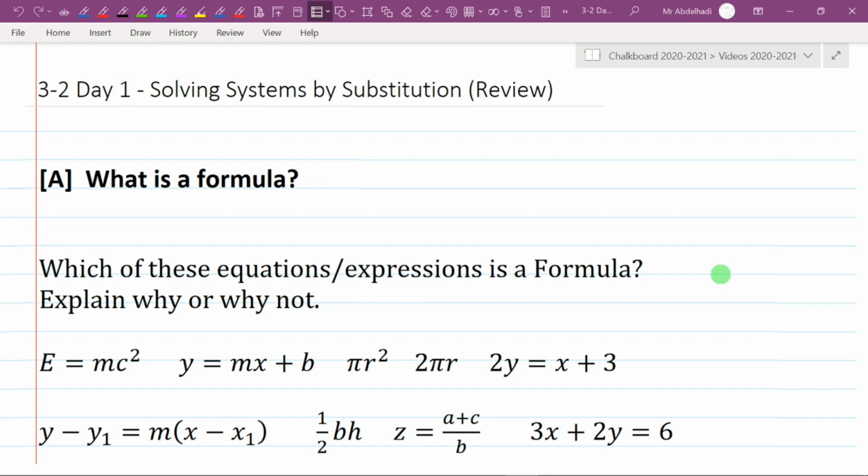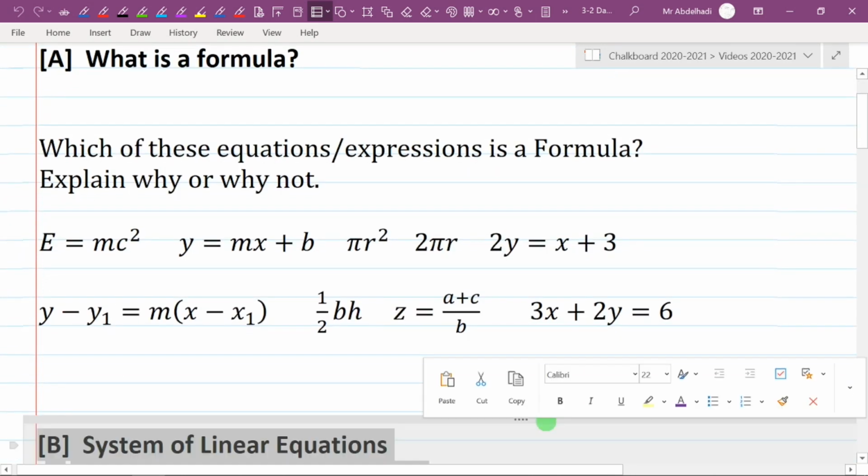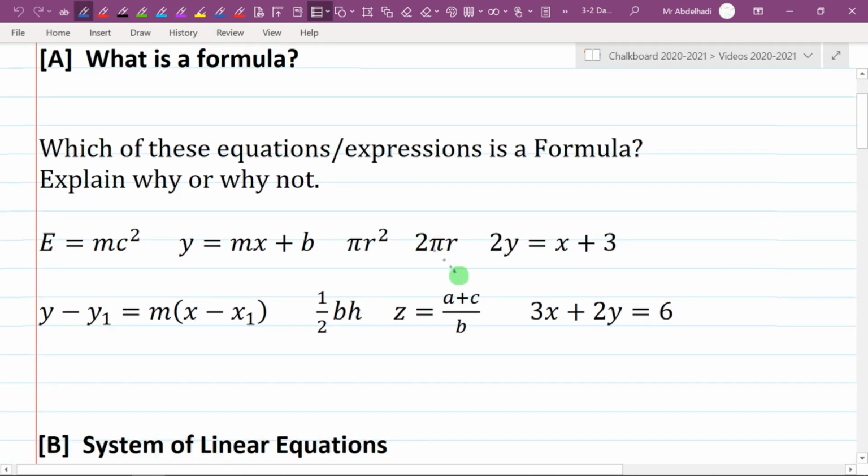So take a look at these things that I have here. Which ones of these are formulas and which ones are not? We have E equals mc squared. We have y equals mx plus b. We have the very famous pi r squared, the area of a circle. We have 2 pi r, the circumference of a circle. We have 2y equals x plus 3. We have the point slope form of a line here, y minus y1 equals m times x minus x1. We have 1/2 base times height, the area of a triangle. We have z equals a plus c over b. And we have 3x plus 2y equals 6.